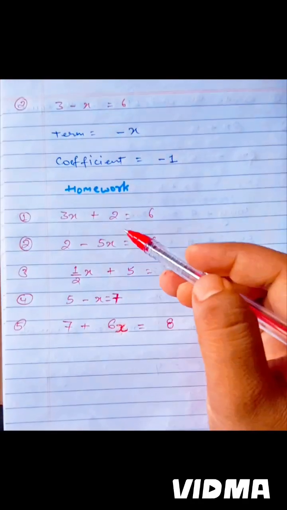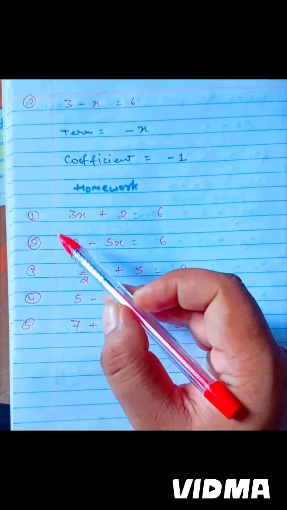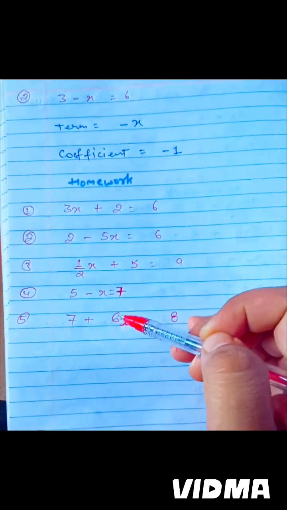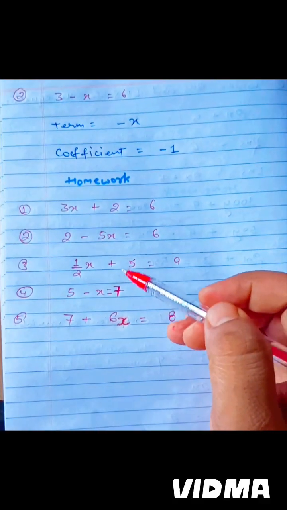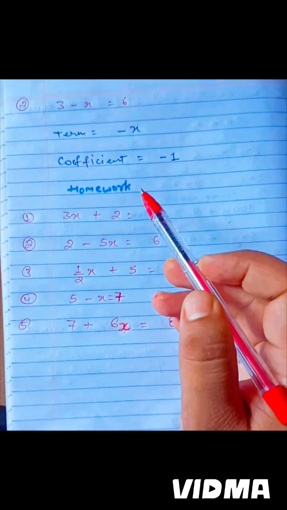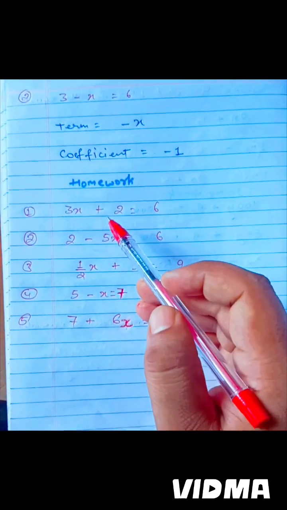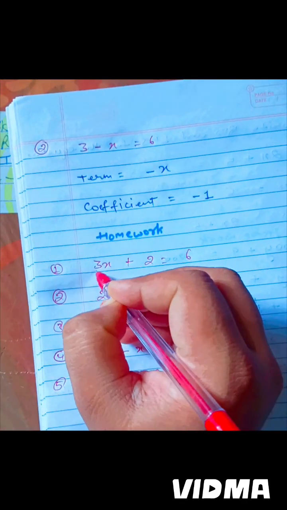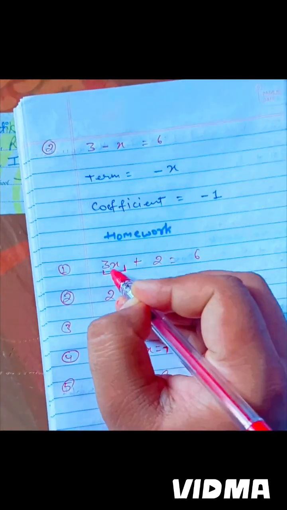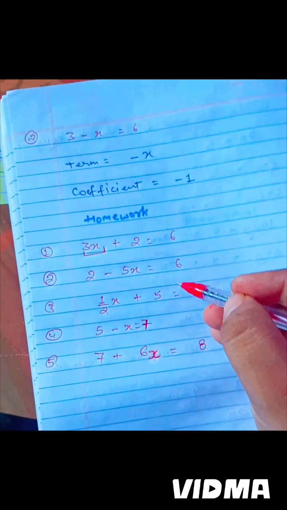You have some homework for this. First, 3x plus 2 equals 6, and similarly these are the equations in which you have to write only the term and coefficient of x. It means in this question you have to write only the term and coefficient, for this 3x, and such in this way in these questions.